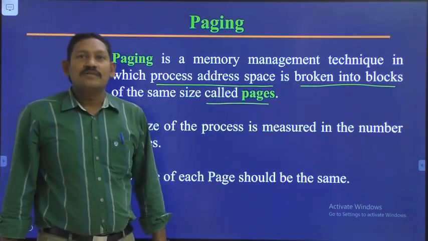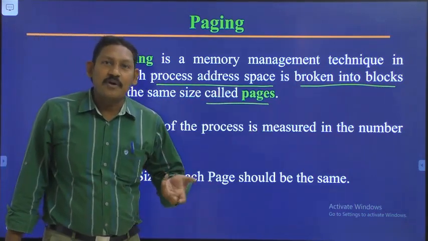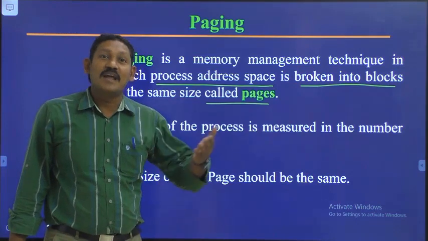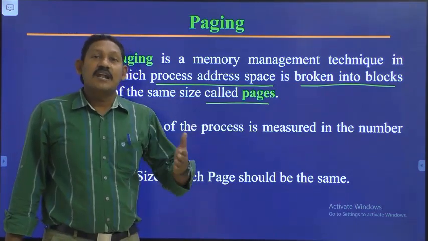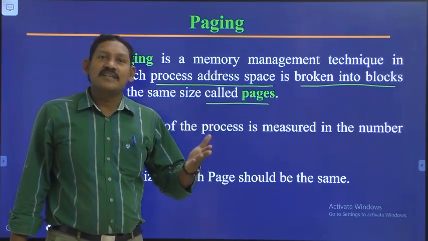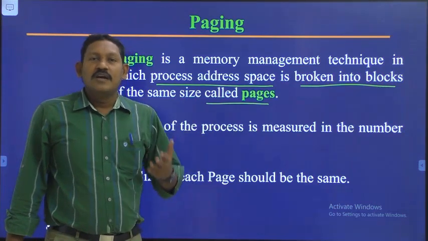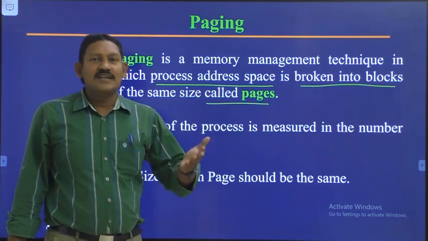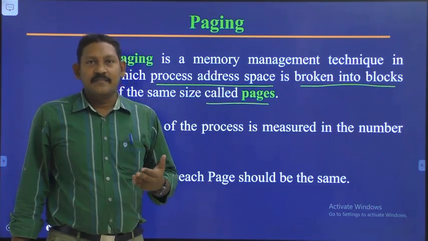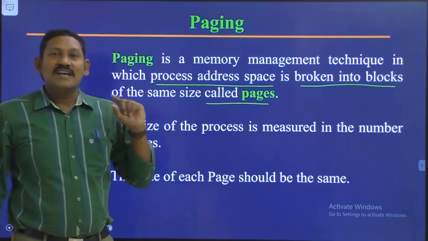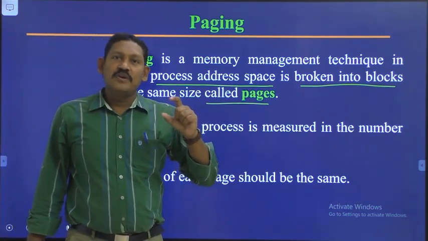Okay. So the size of a process purely depends upon the number of pages. If the number of pages is large, then we can say that the process size is large. If the number of pages is small, then we say that the process size is small. And moreover, the size of each page should be one and the same.